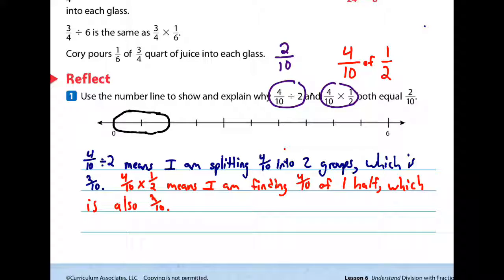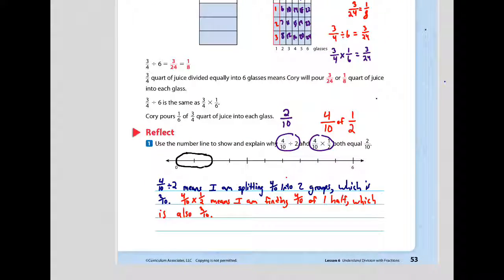Okay, so that's all I really have to do to explain it when I'm reflecting here. You do not need to have the same answer that I do.